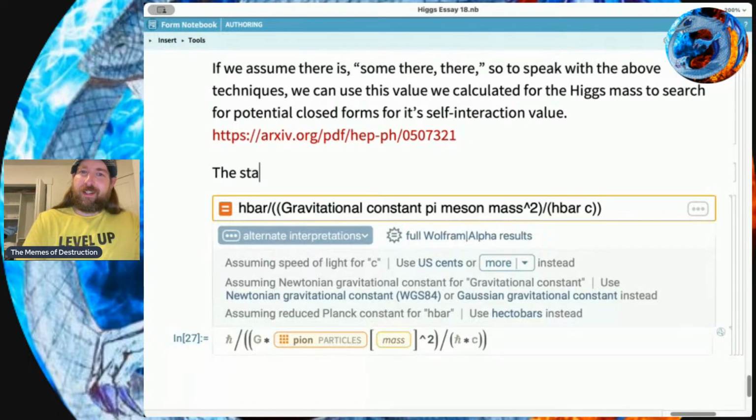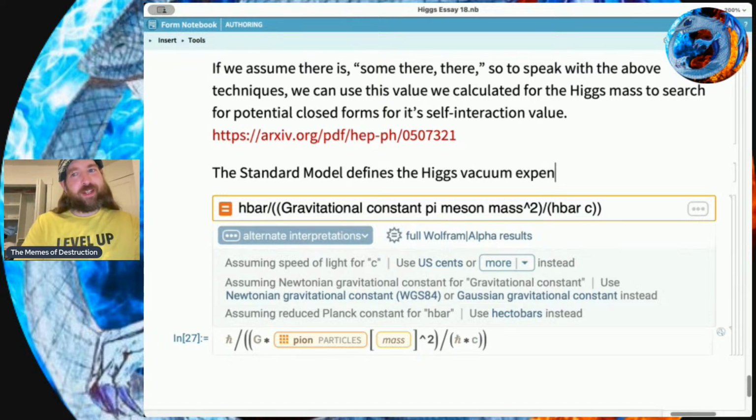The standard model. They capitalize? Okay. Standard model. Standard model is the Higgs vacuum expectation value, v.